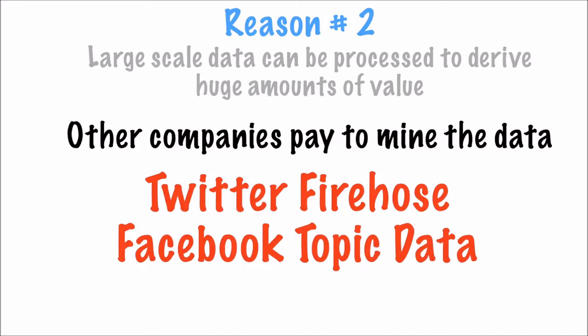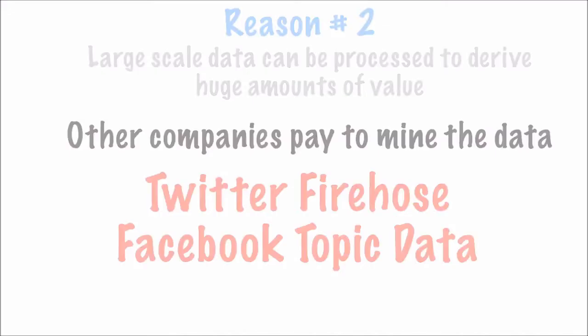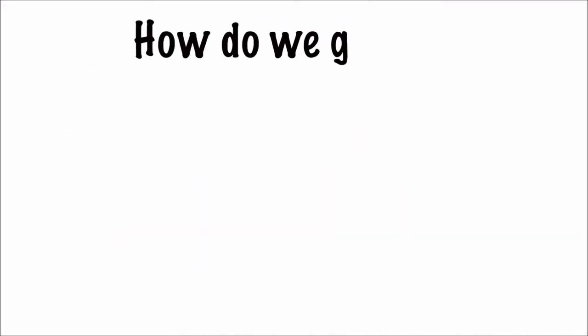For example, Twitter Firehose or Facebook topic data is a way for Facebook and Twitter to monetize the data that they have within them. You use Twitter, and someone uses Twitter Firehose to extract sentiments from your tweets. Twitter Firehose makes money for Twitter. In short, data is money.